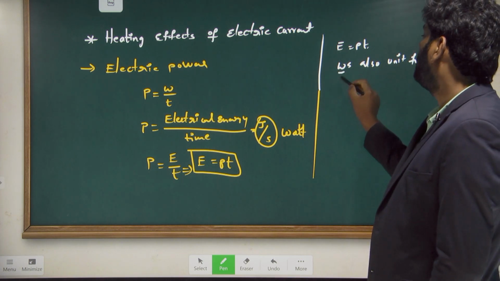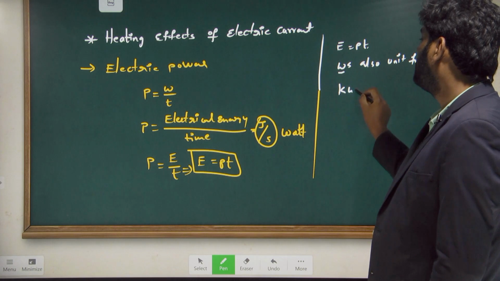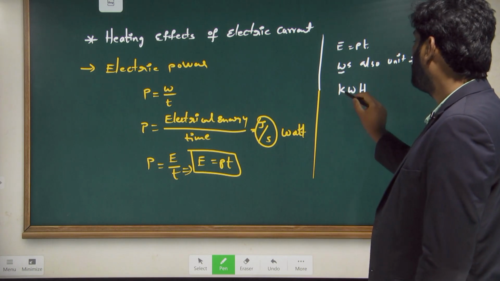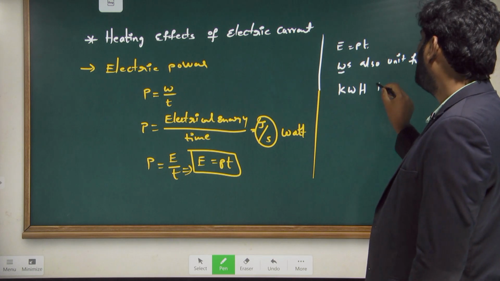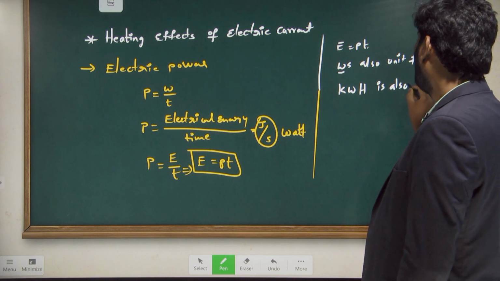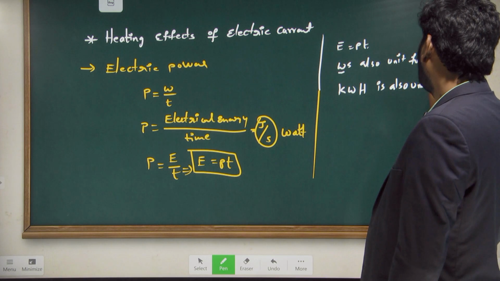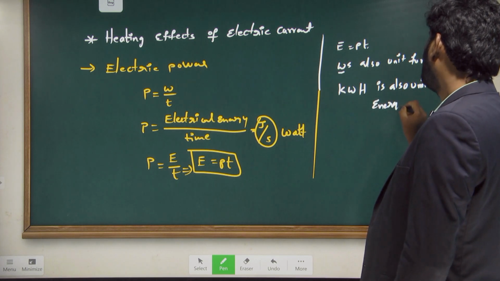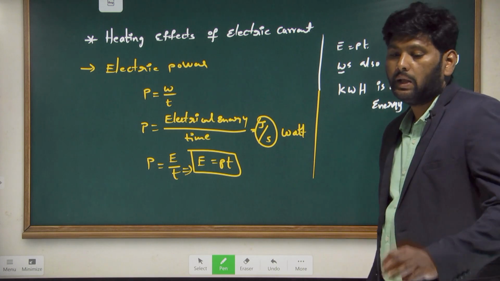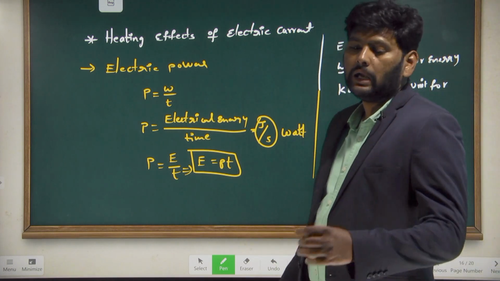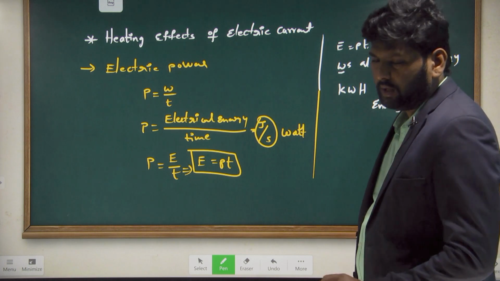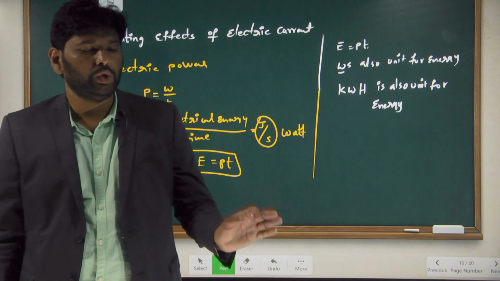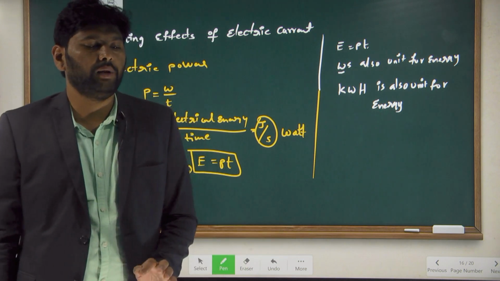Instead of watt, we can take kilowatt. Instead of second, we can take hour. So kilowatt hour is also a unit for energy. This kilowatt hour is used for calculating the electricity bill. The kilowatt hour is the unit for the electricity bill.